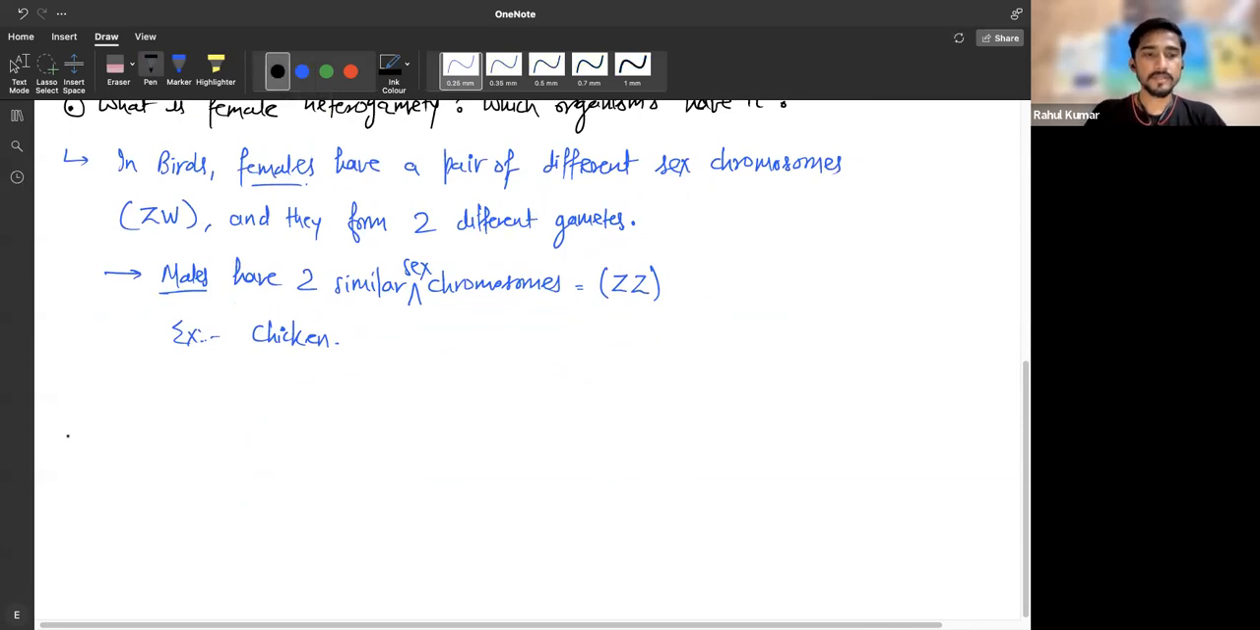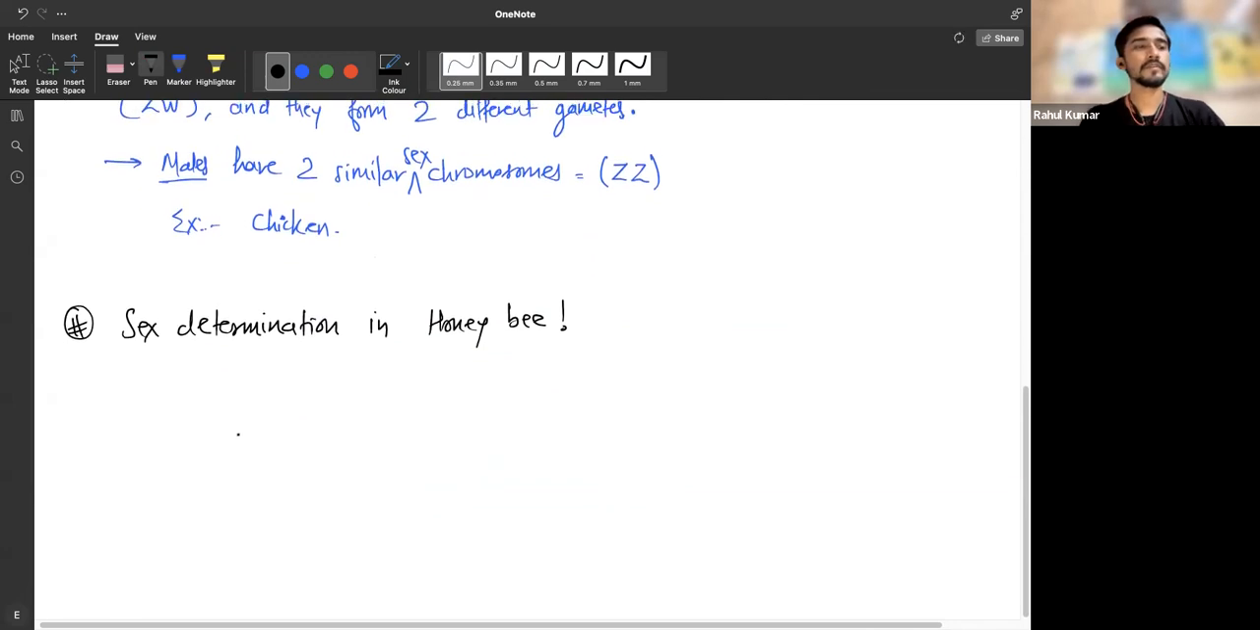Now, another important one is, write down, sex determination in honeybees. This is a favorite topic of entrance examinations. In honeybee, it is slightly different from both the XY and ZW systems. Do you know, first of all, honeybees are social animals? Honeybees are social animals, right?